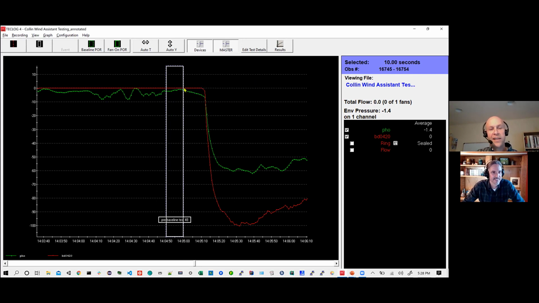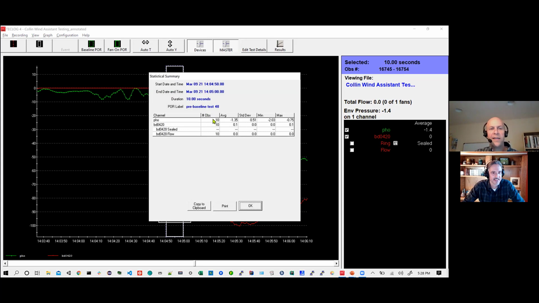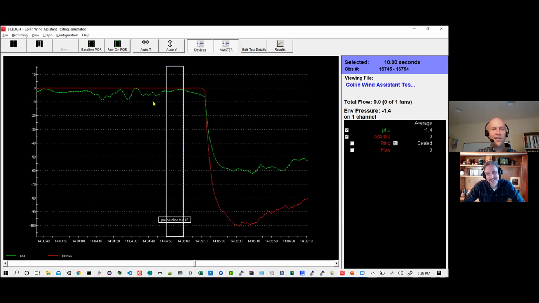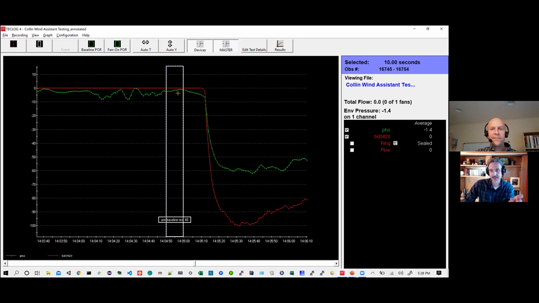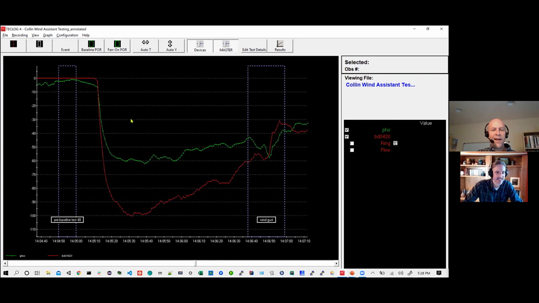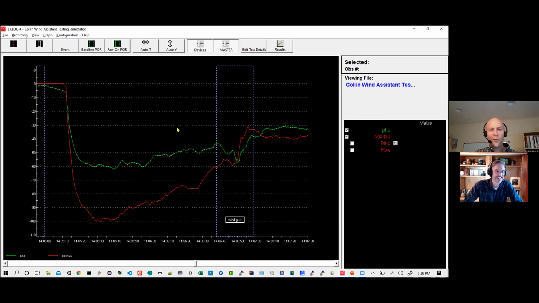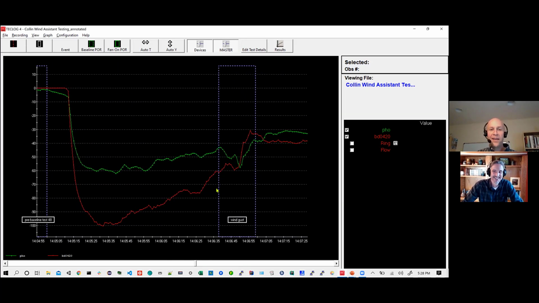If you say show stats, then you can pull up the standard deviation of half a Pascal on the house pressure. It's just really luck of the draw. That's a 10-second box, right? That's the 10-second baseline. That's right. Standard baseline. Yeah, and then later on, the wind, true to form, just happened to kick up during some of the lower pressure points.